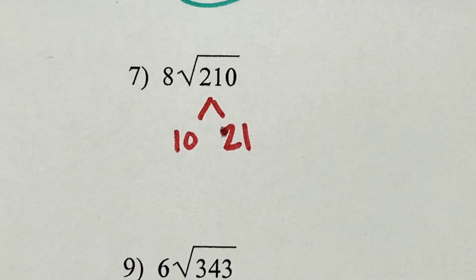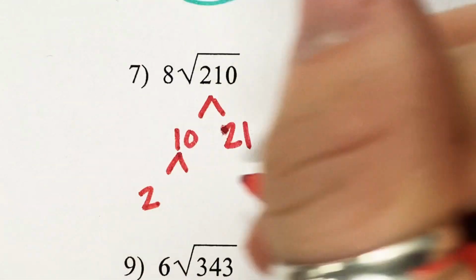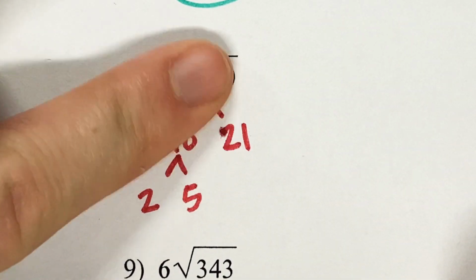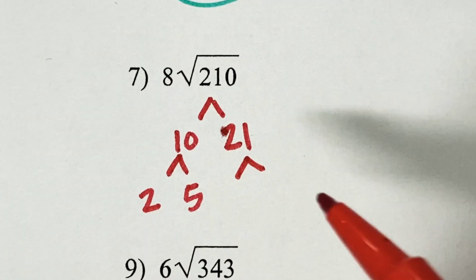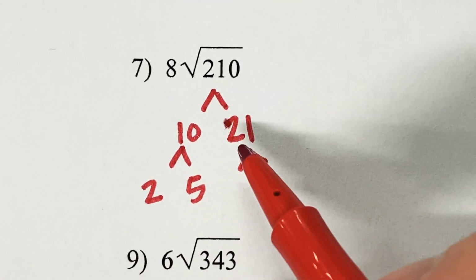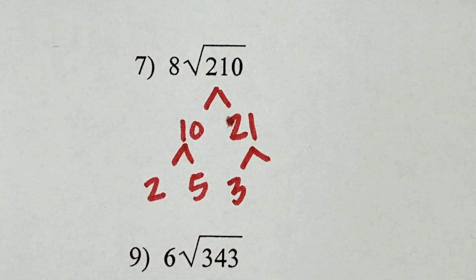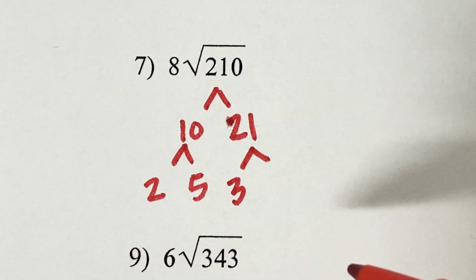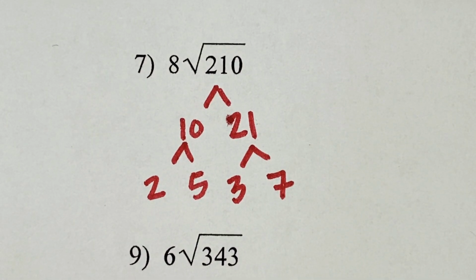Okay, awesome. So I don't have a pair of numbers yet, but we can keep breaking it down. Let's break 10 down, divide it by 2 and 5. So now I have a 2, a 5, and a 21. So I still don't have a pair. I cannot divide 21 by 2. It is not an even number. But I can divide it by 3. 3 times what gives me 21? 3 times 7 gives me 21.